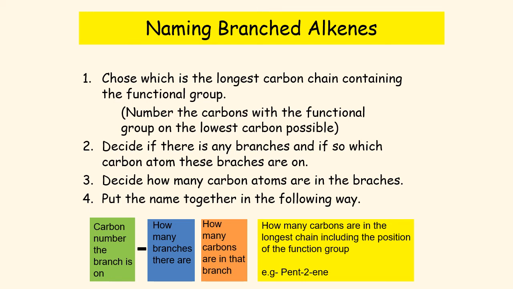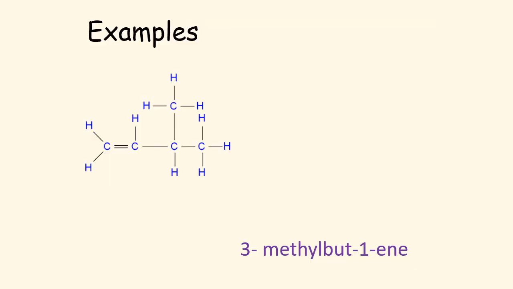So you're looking for the carbon number the branch is on, then how many branches there are, then how many carbons are in the branch, and then finally how many carbons are in the longest chain, including the functional group. So this is an example.